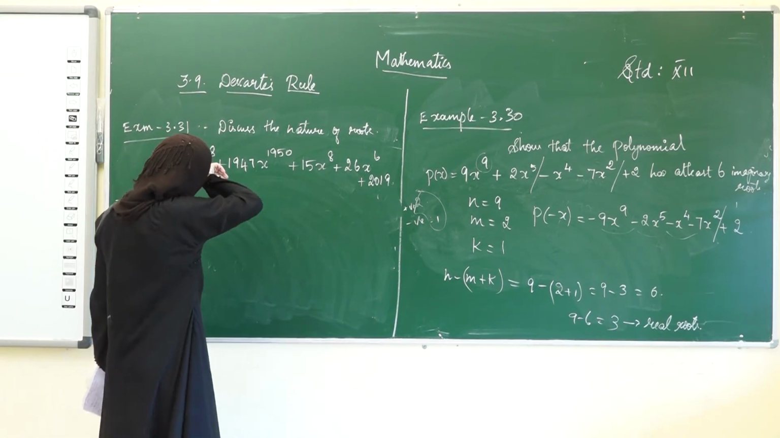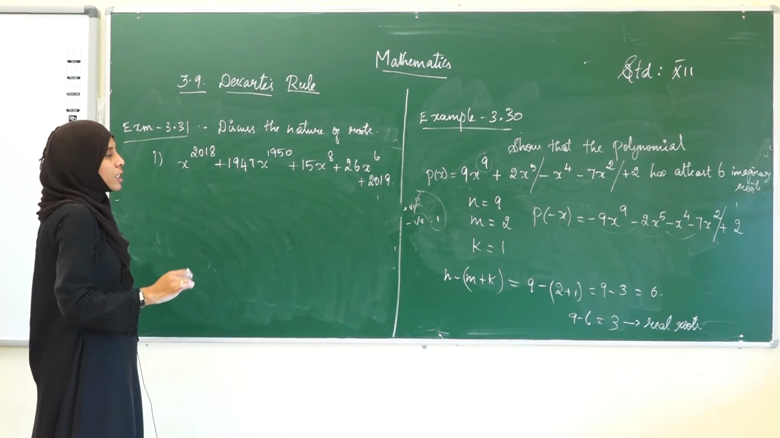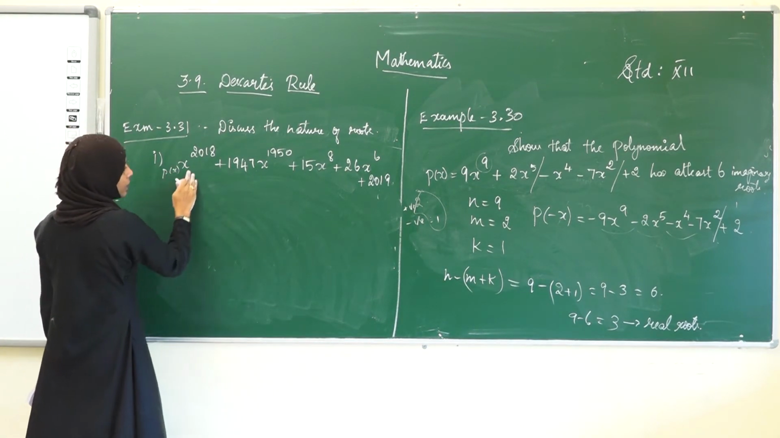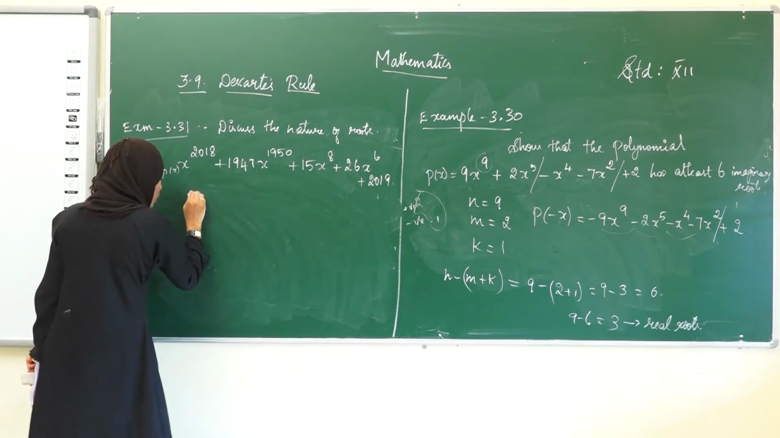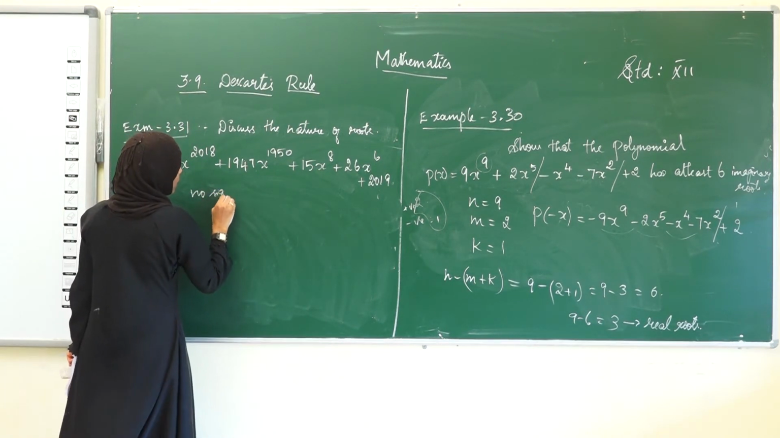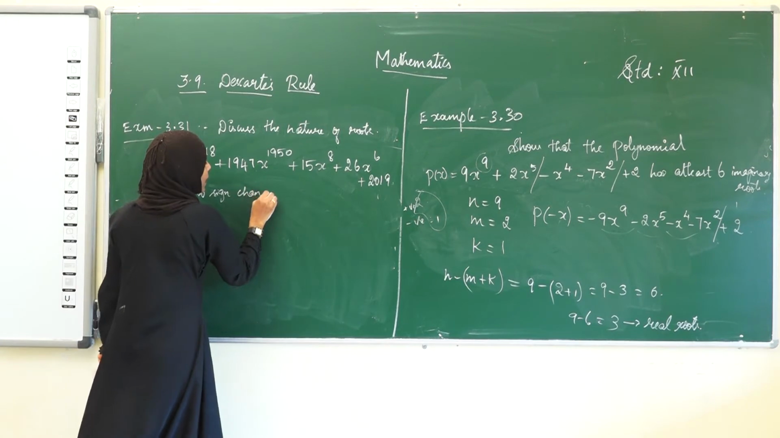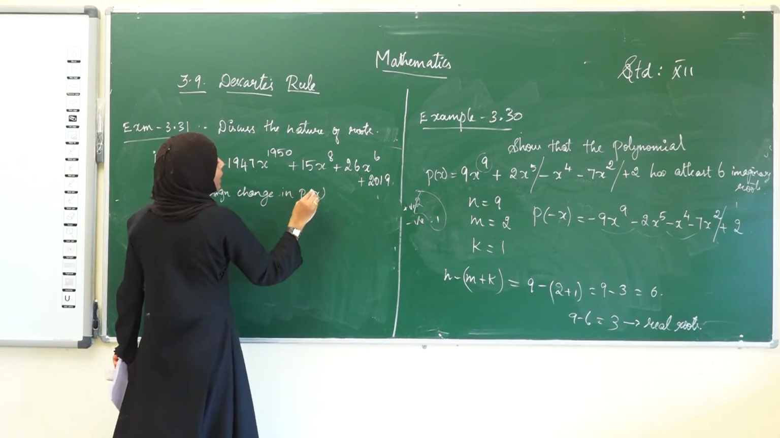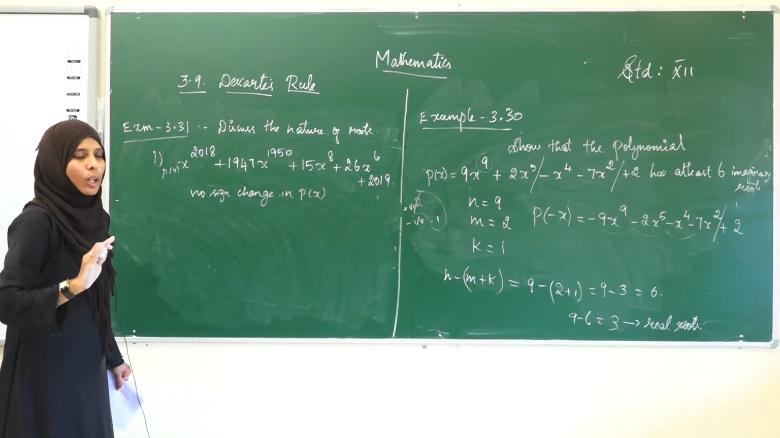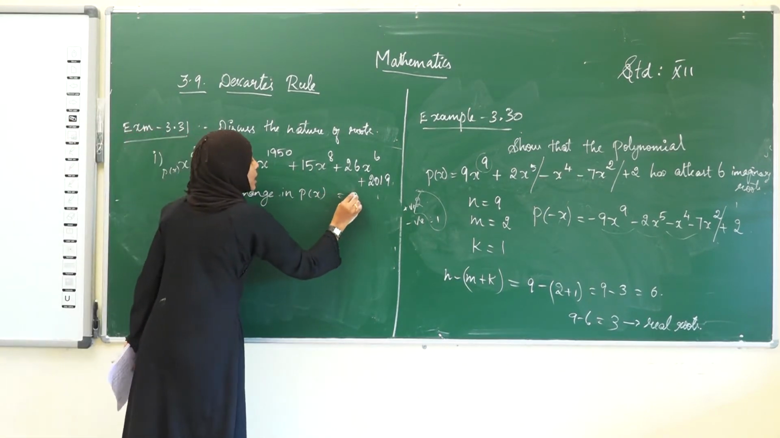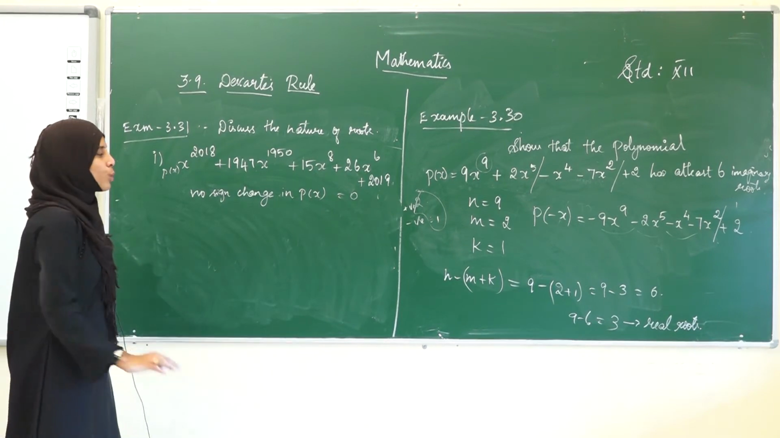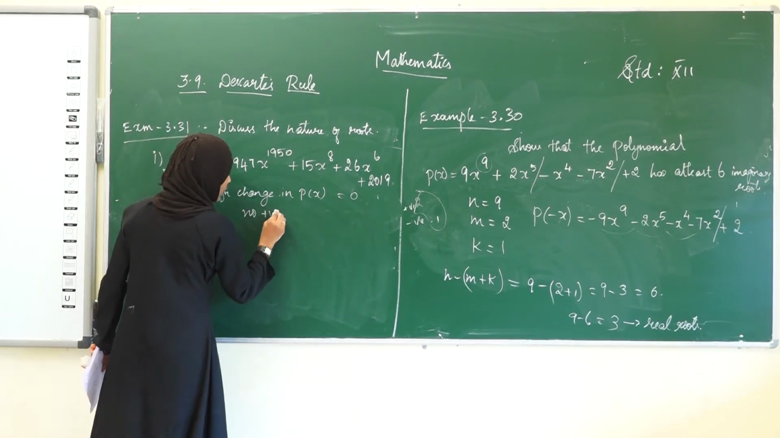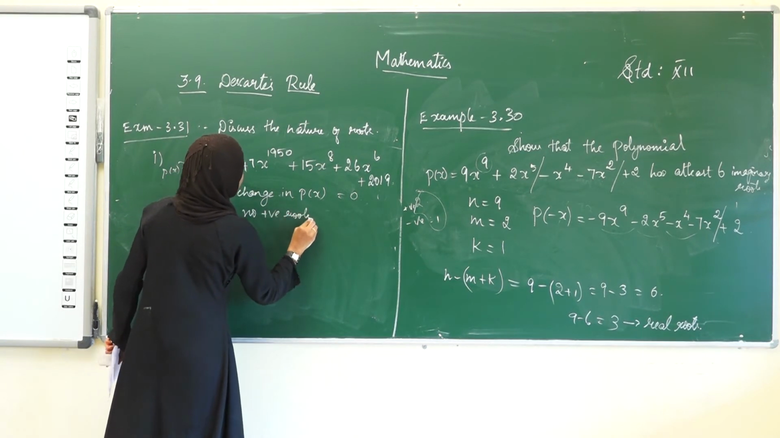Okay, now let us apply the first subdivision, that is bounds for real roots. Let us take this as p(x). See here, where is the sign change? There is no sign change in p(x). Therefore, no sign change means 0. The number of positive roots should not exceed 0, which means there are no positive roots.